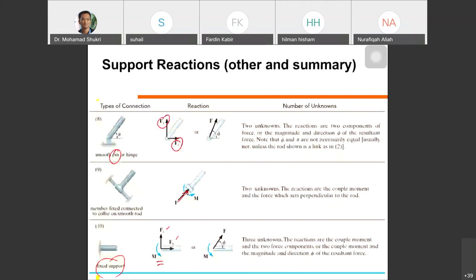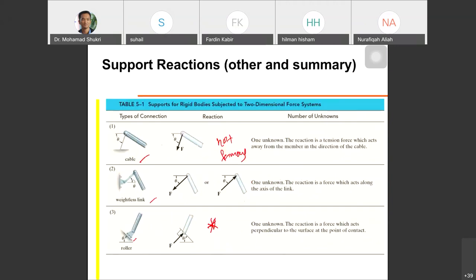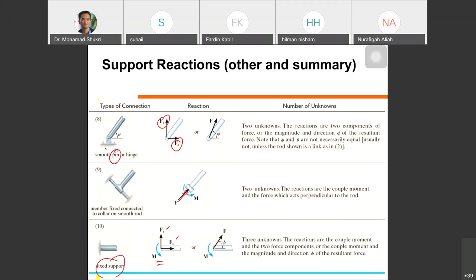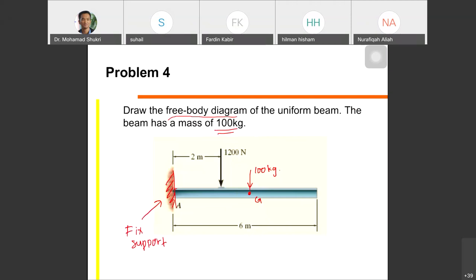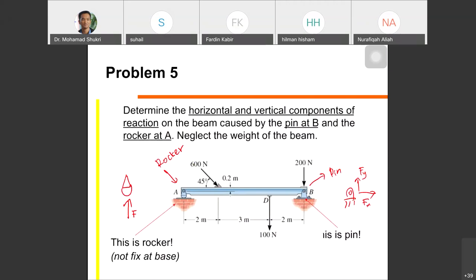So you have rocker here, rocker always 90 degree to the plane. Okay, kalau plane tu senget-senget lah, kalau straight-straight lah. Alright, and then you have pin. So for pin, you have 2, Fx and Fy in your unknowns. Okay, neglect the weight of beam, so no need to put your weight into the gravity because you should abaikan berat. So determine the horizontal and vertical component.